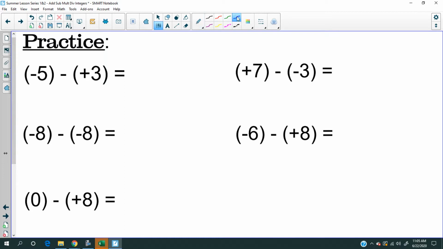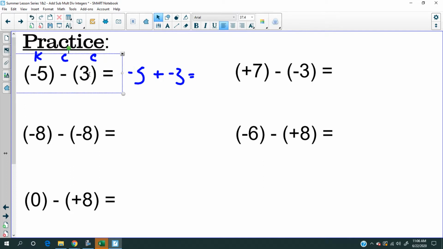Okay. So when you subtract, what's the rule? Keep, change, right? Keep the -5, change this to a plus, adding, change this to a negative. Got that? By the way, you don't need a plus sign here, technically speaking. This is kind of superfluous. Some people do it. I just want to make sure you know that.